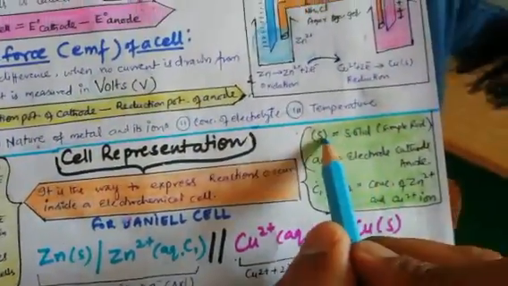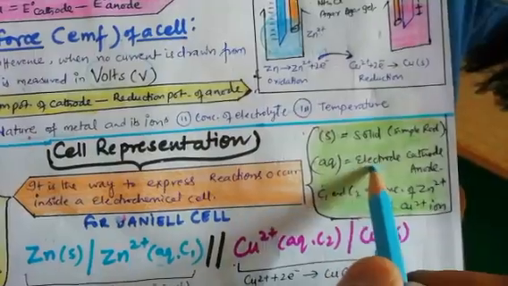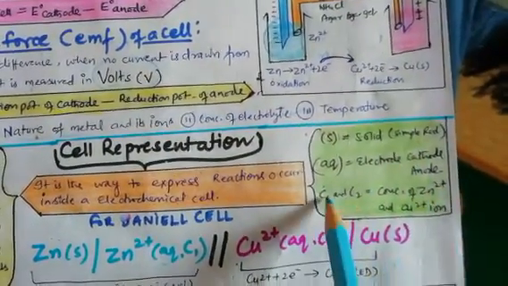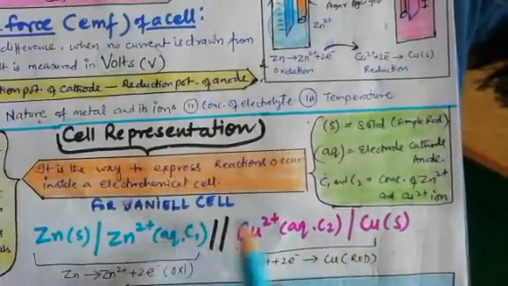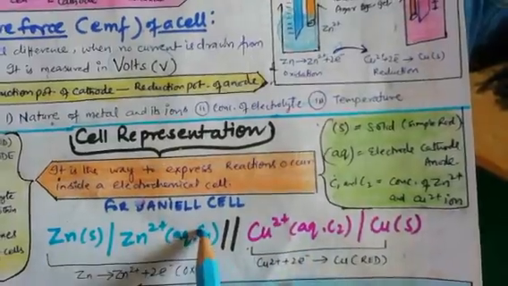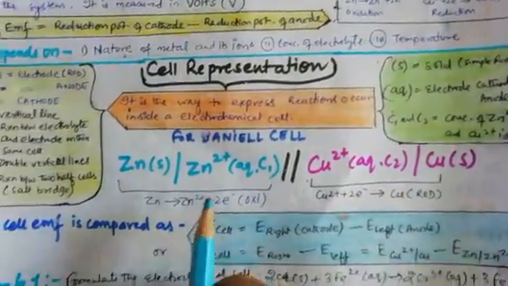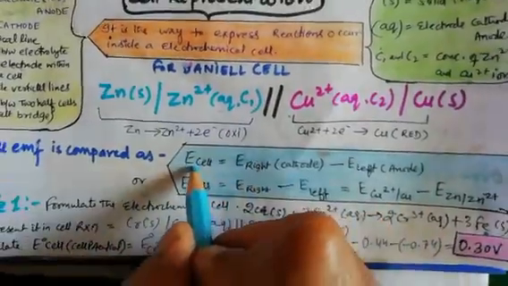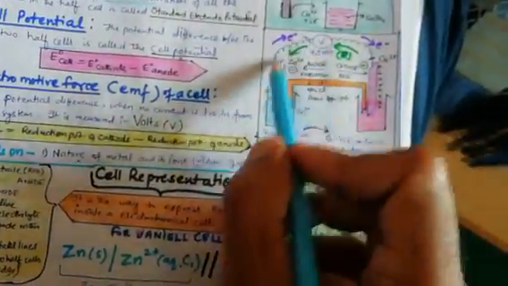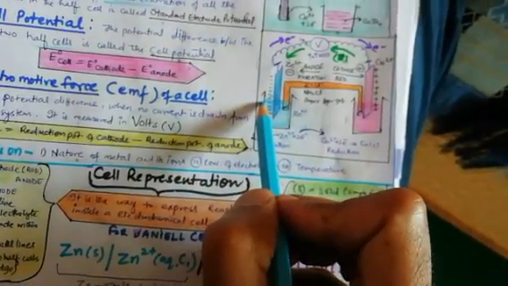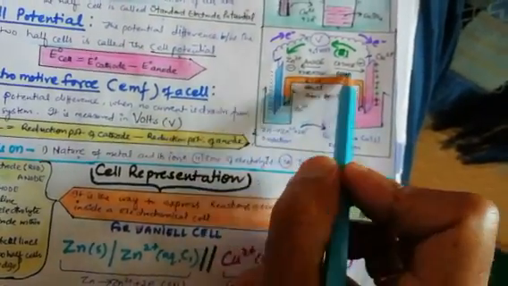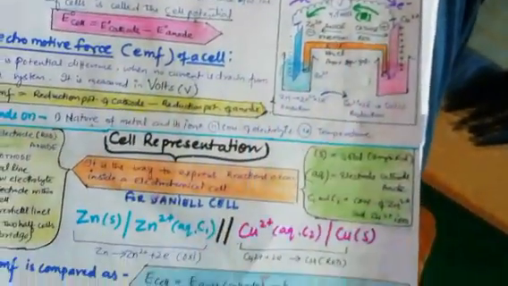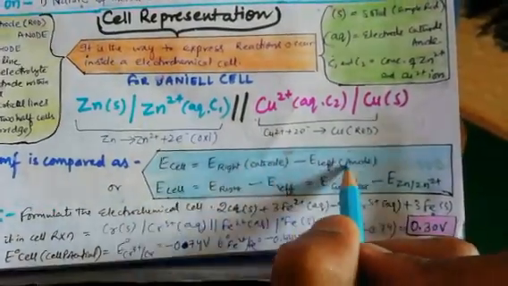Okay, and s is solid, a simple rod, aq is aqueous electrode, whether it is cathode or anode, or in concentration form, and somewhere C1 C2 is written, that is the concentration of zinc sulfate and copper sulfate. Okay, so the cell EMF is, now how to compare? If we need to compare the E cell, particularly of this Daniel cell, what is the cell potential of this Daniel cell? So we need to find out the difference between the cathode and anode half cell.